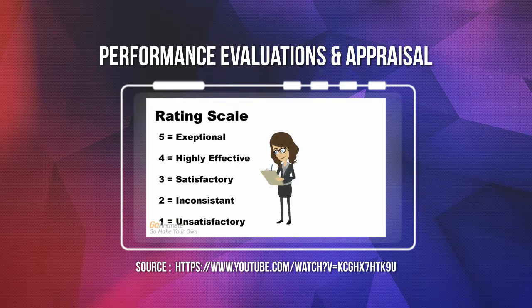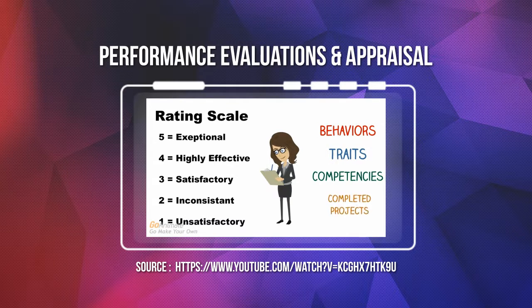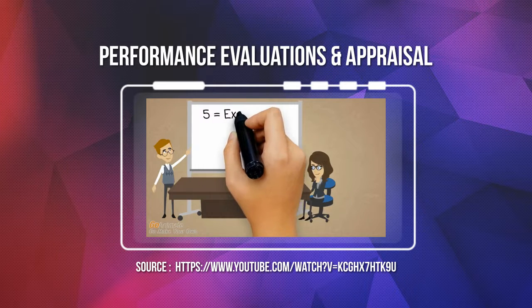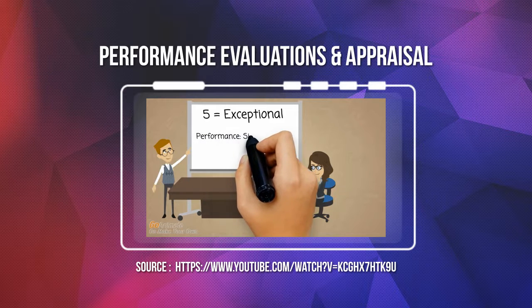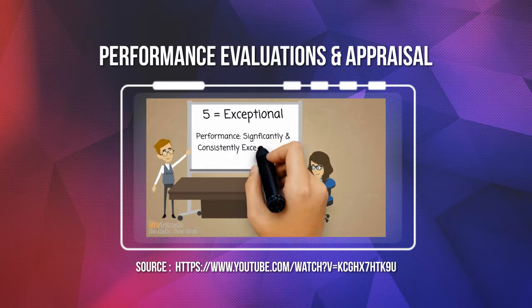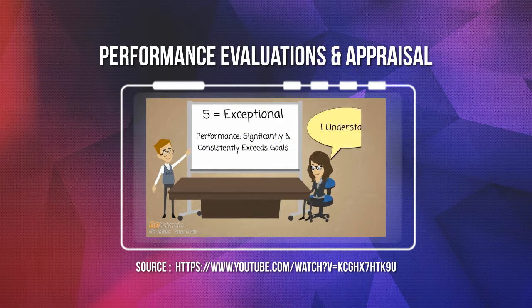Rating scale is probably the most common review type. Using this method, a supervisor rates an employee on a numerical scale for a defined set of behaviors, traits, competencies, or completed projects. This method gains points for simplicity and functionality, but it only works well if both managers and employees share the same understanding of each point on the scale.